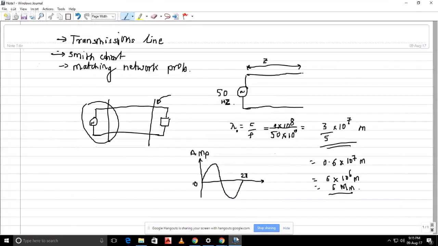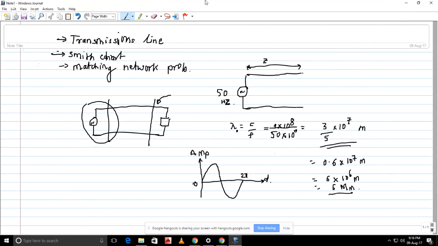So the majority of people are writing distance. So it is actually distance, not frequency. The x-axis is distance. So it is the distance taken by a wave to complete its 2 pi phase shift. Now if I consider 50 hertz, the total phase shift will actually take 6 megameters.